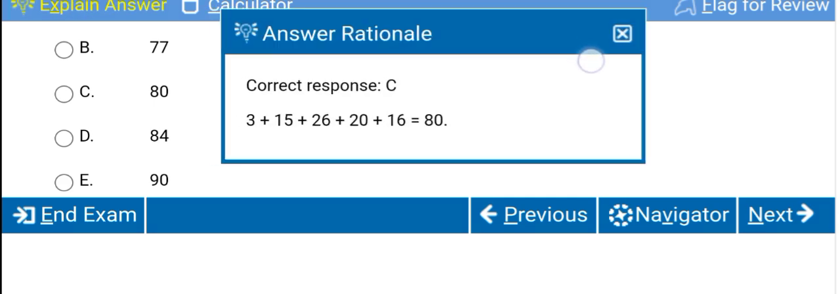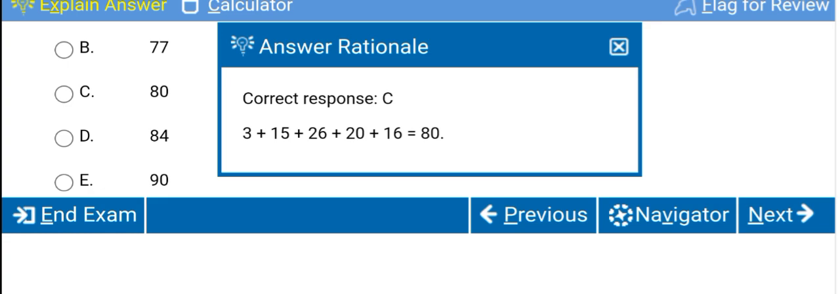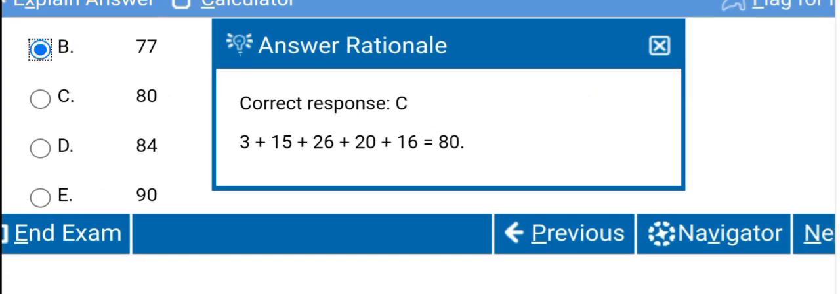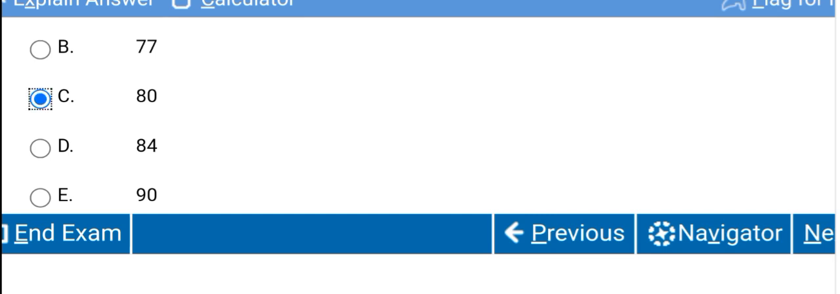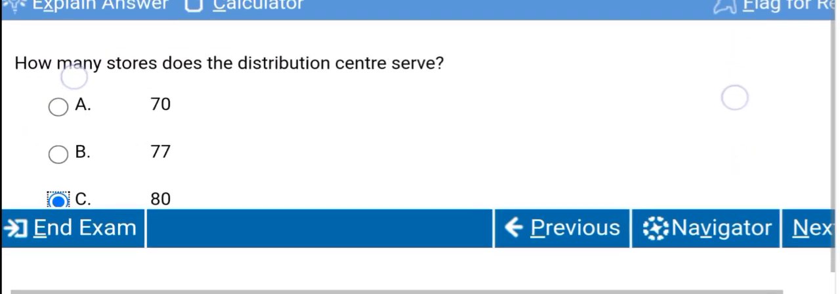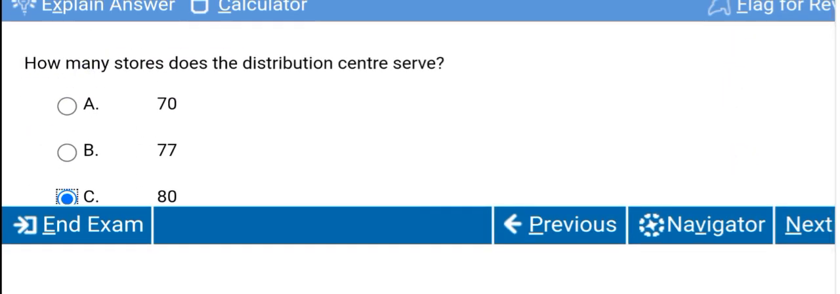So the correct response is C, that is 3 plus 15 plus 26 plus 20 plus 16 equals 80. That's how we have a correct option is C, that's 80 stores distribution center serve.